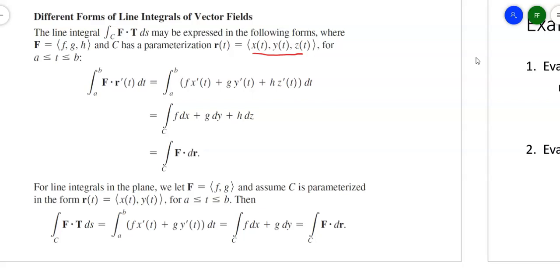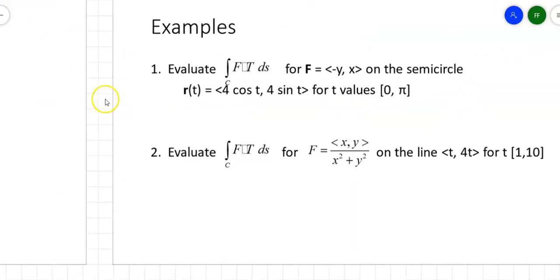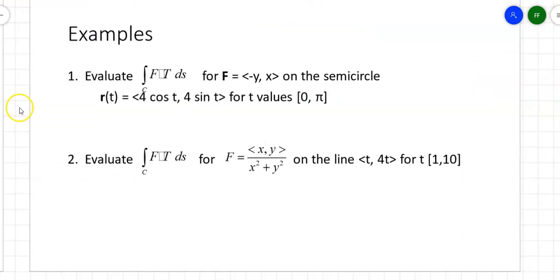They took the dot product of these two vectors and showed that you actually end up with the same thing, the dot product of f and dr. F dr, that's what we're integrating. All right, so this one is missing its dot.